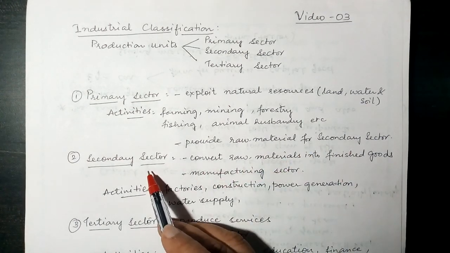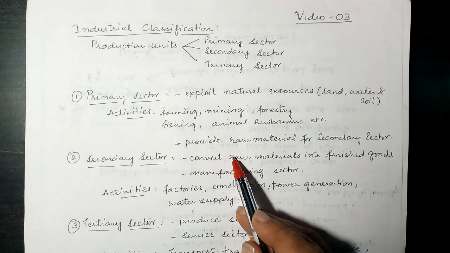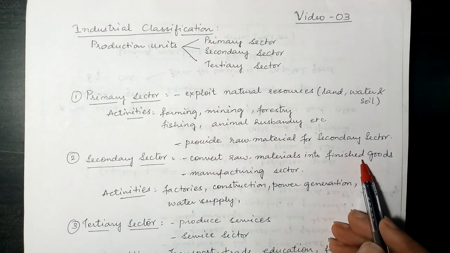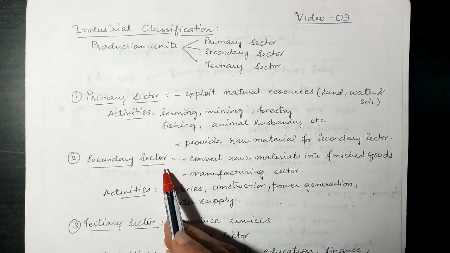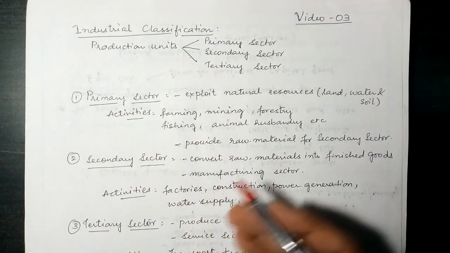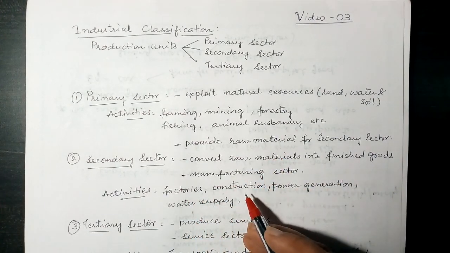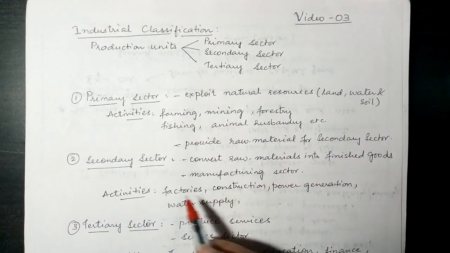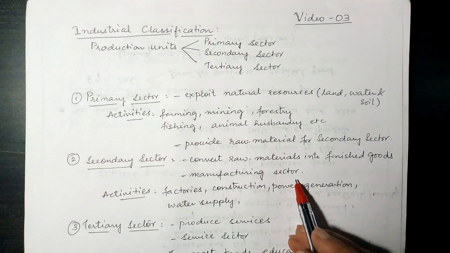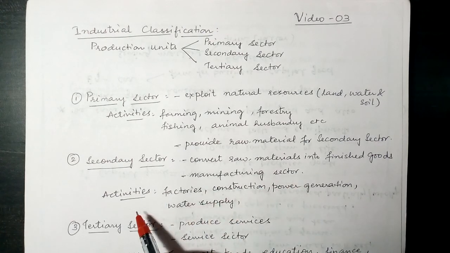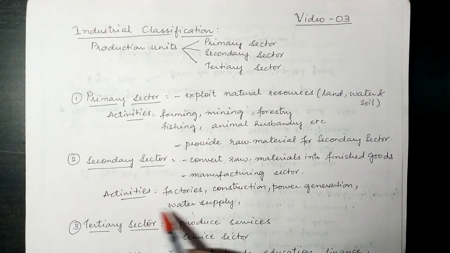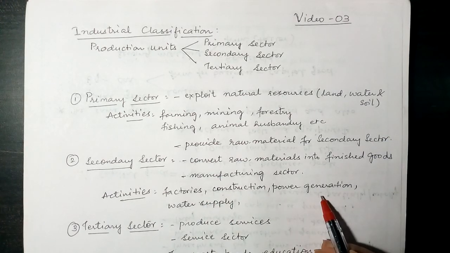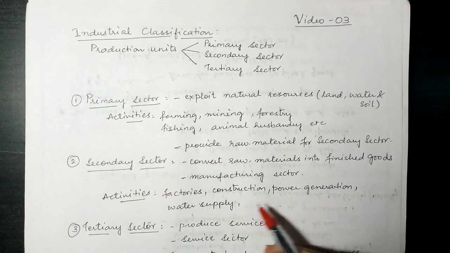Now the secondary sector converts these raw materials obtained from the primary sector into finished goods. That is why it is called a secondary sector, because it goes one step ahead of the primary sector. So it converts those raw materials into finished goods, and it includes the manufacturing sector. The activities under the secondary sector include factories, construction, power generation, water supply, and so on and so forth.